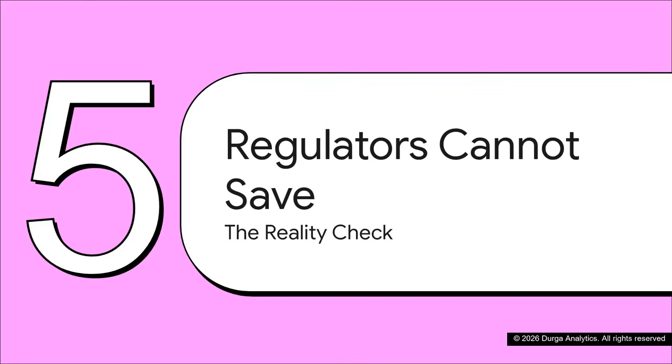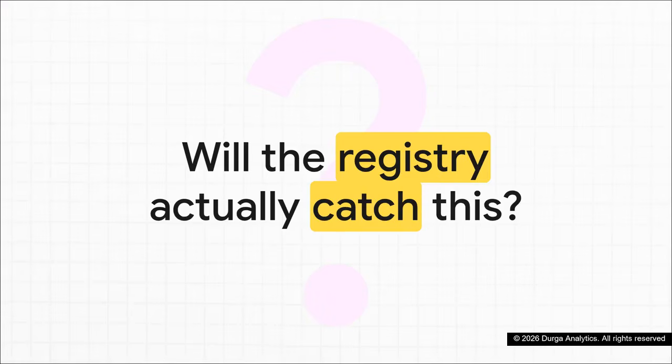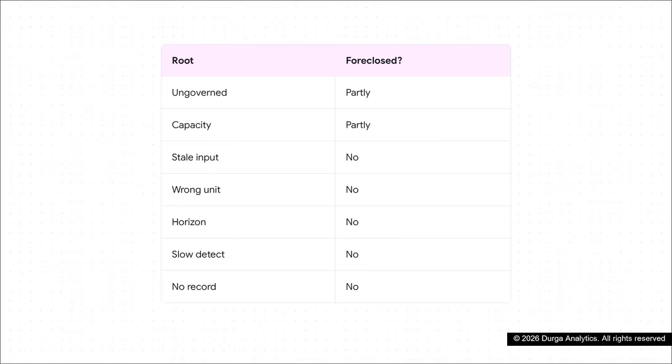Section 5. Regulators cannot save you. The reality check. Let's clear up a very dangerous misconception. I often ask desk operators this exact question. Will the registry catch this error? Way too many traders and risk managers blindly rely on regulatory transaction approval as evidence that their internal controls are robust. But is that actually true? Let's break down the reality here.